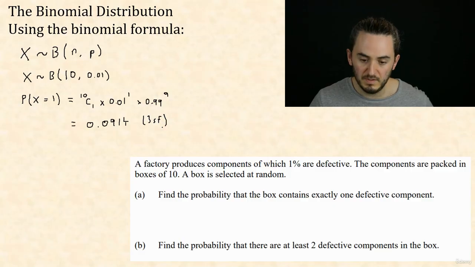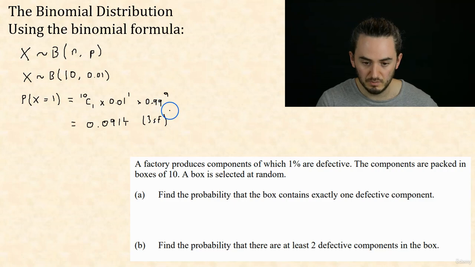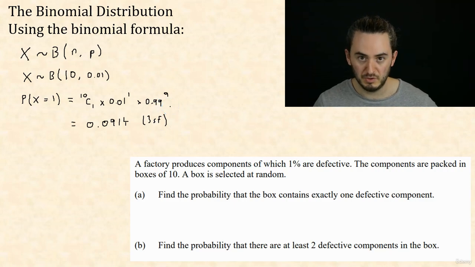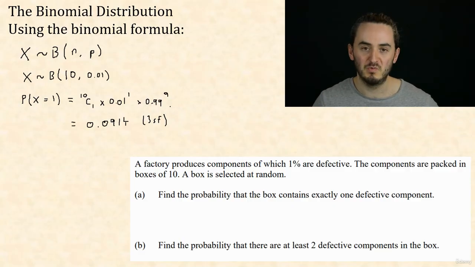Okay, the next question. Find the probability that there are at least 2 defective components in the box. We're going to look at these sorts of questions a lot later on, but for now we can still answer this because at least 2 means there's either 2 or 3 or 4 or 5 or 6 or 7 or 8 or 9 or 10. What we definitely don't want to do is work out the probability of each of those events and then add them all up. It will take forever.